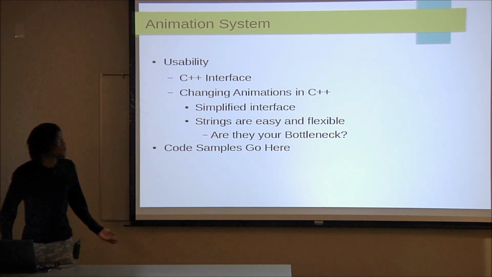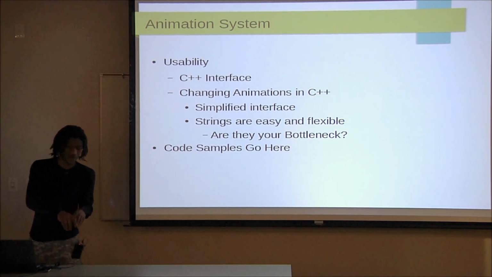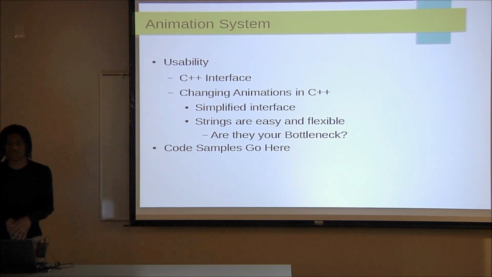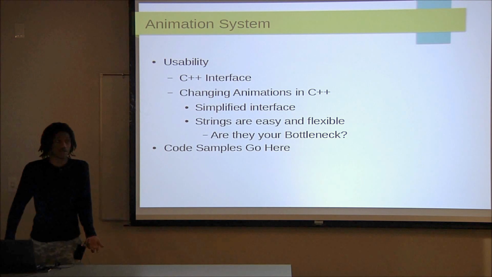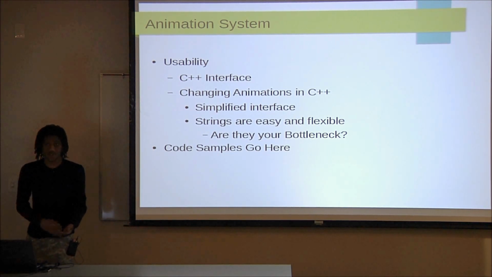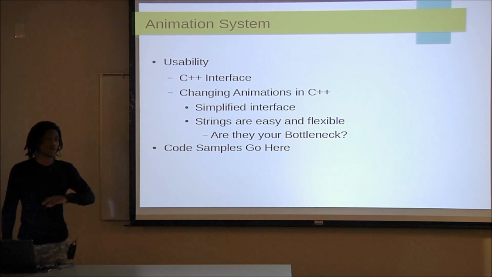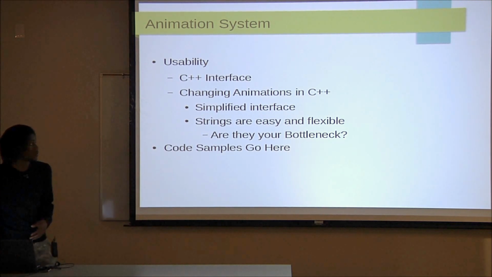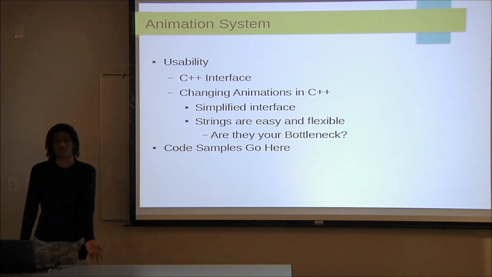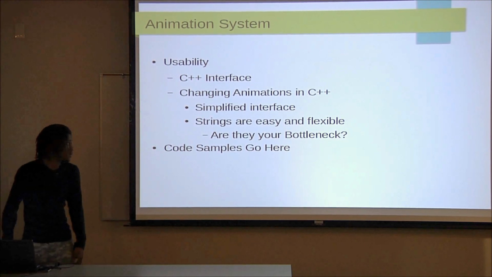So usability, the C++ interface, changing animations in C++. This is what I was talking about whenever I was saying just simply set animation segment run, set animation segment jump, set animation segment fly. This is basically the end result of your animation system. This is what the developers and designers are actually going to be using, so you want to make this really nice. You don't want to hard code it. You want to expose only what's needed, and then other features that you may want. Strings are easy and flexible. I did that. I was like, it's not my bottleneck, just do that. I could have done some enumeration and done some stuff with ints, but at the end of the day, it wouldn't have done a whole lot more than we already had.